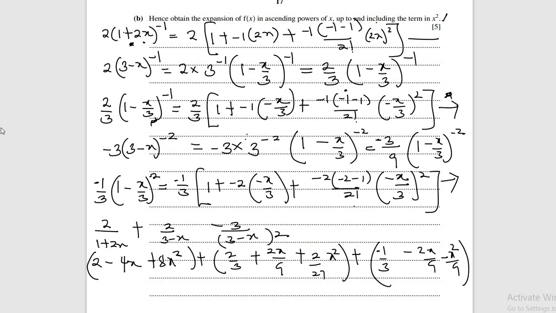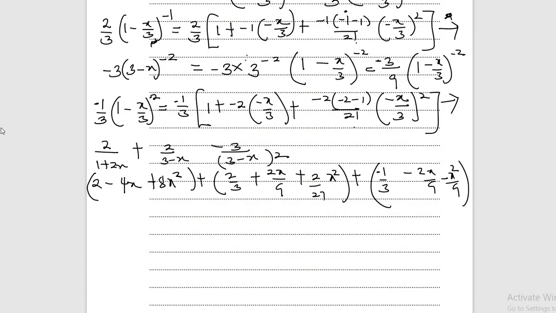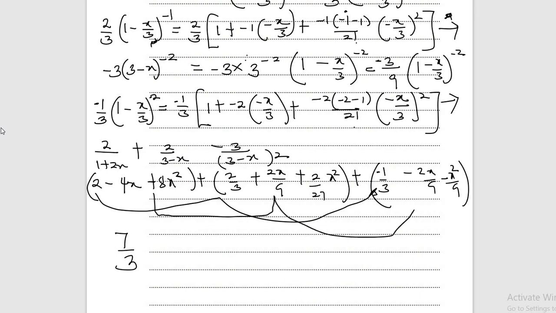Now this is it. So let's rearrange. 2 plus 2 over 3 minus 1 over 3. 8 over 3 minus 1 over 3, that's 7 over 3. Minus 4x plus 2x over 9 minus 2x over 9. Let's see. Sorry, minus 4x. 2x over 9 minus 2x over 9 is 0. Oh, it gives us minus 4x.